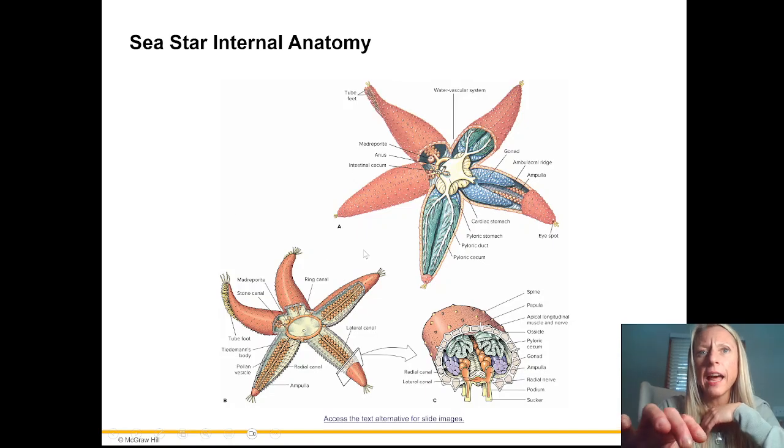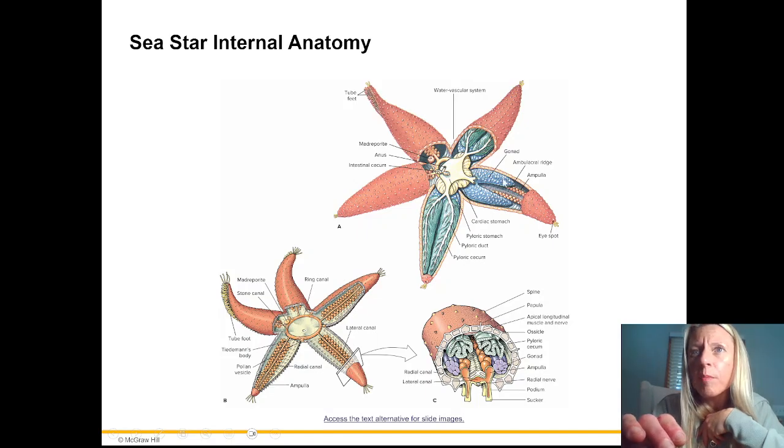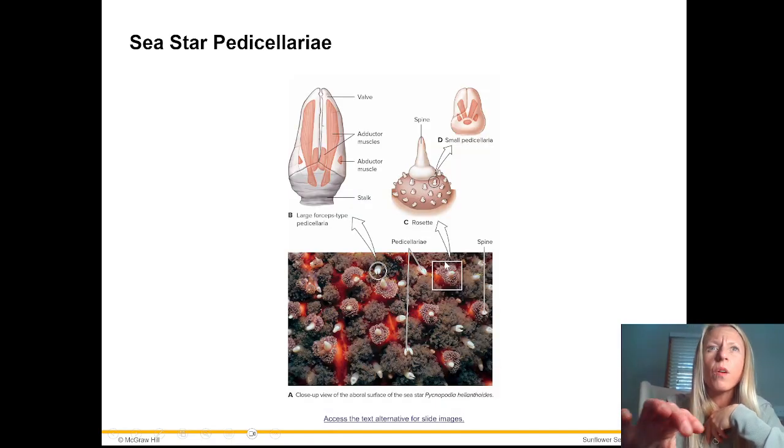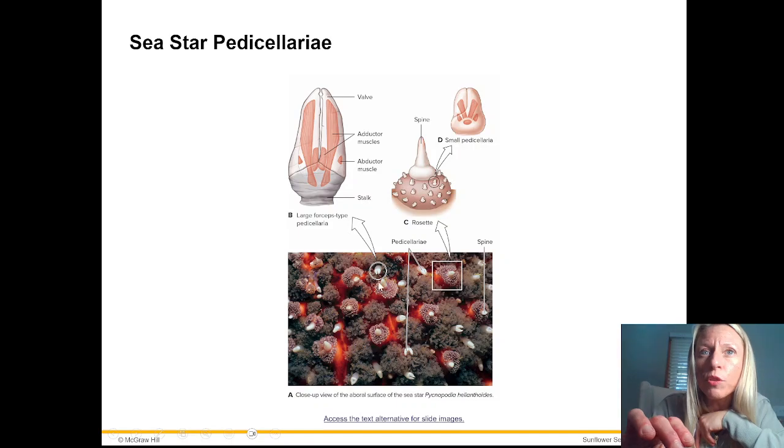If we look at the anatomy here, we'll get to see this in class. There's the ring canal. Here we have a look at the water vascular system, the cardiac stomach, the pyloric stomach, the cecum, the gonads. Okay, so this is looking at the sea star pedicellariae. If you zoom in on these little guys, they have a stalk and they have different muscles, and these muscles allow them to move.